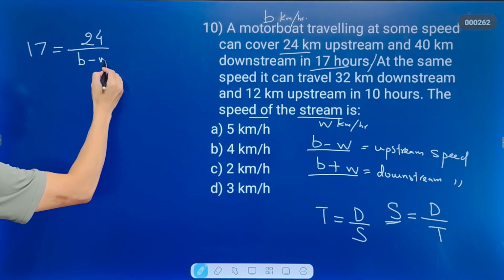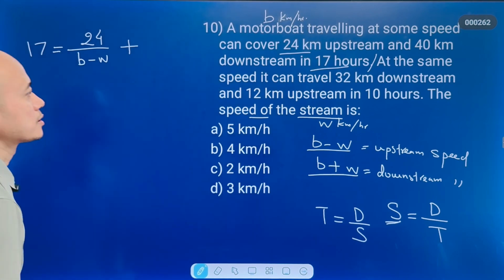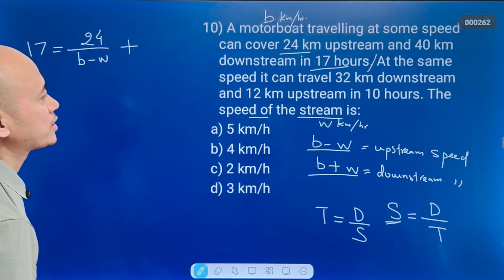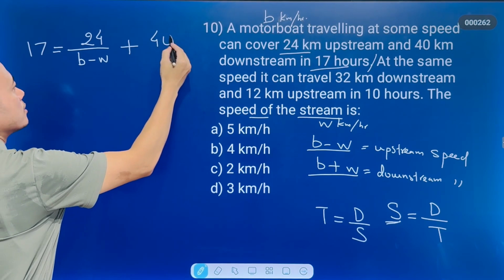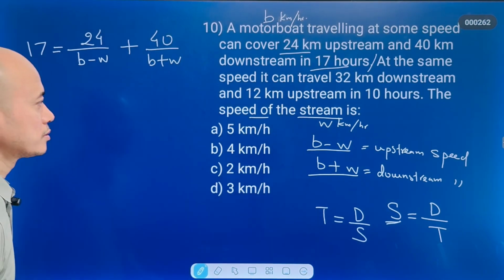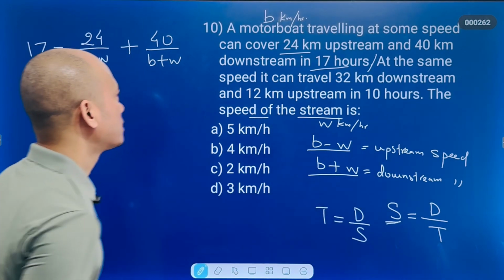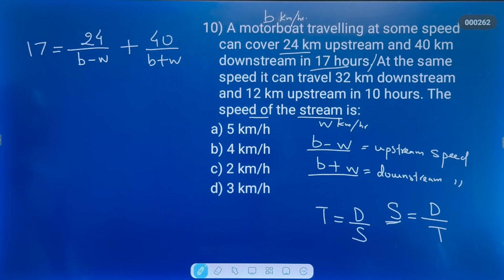Upstream speed is how much? B minus W, plus downstream speed. Downstream distance is how much? 40 kilometer by B plus W. That is the downstream speed. So, this is distance by speed, this is also distance by speed, which is equal to time.